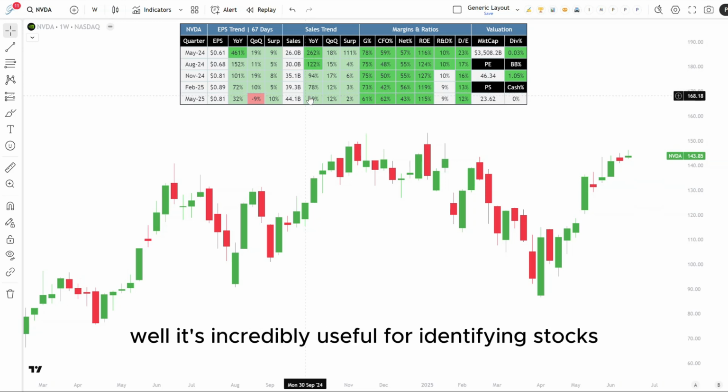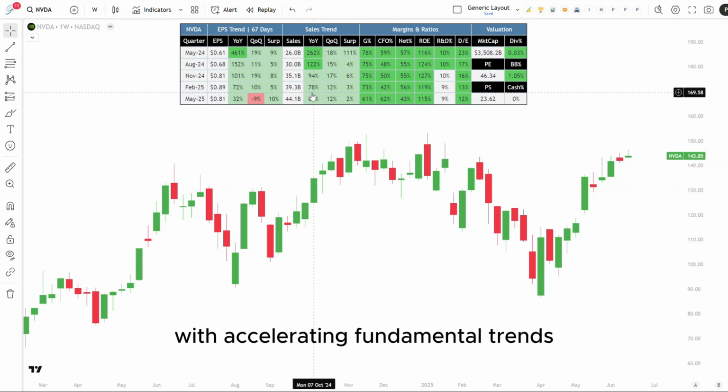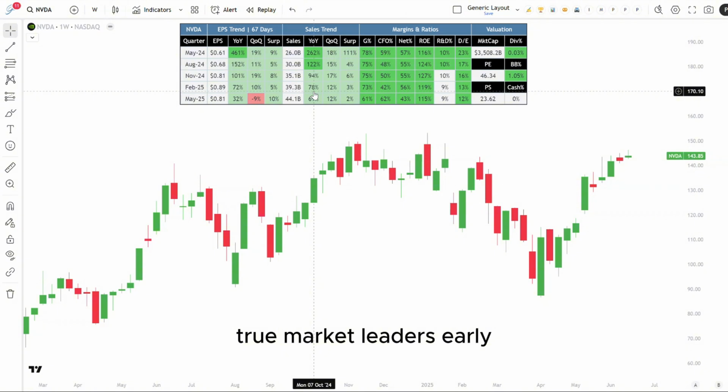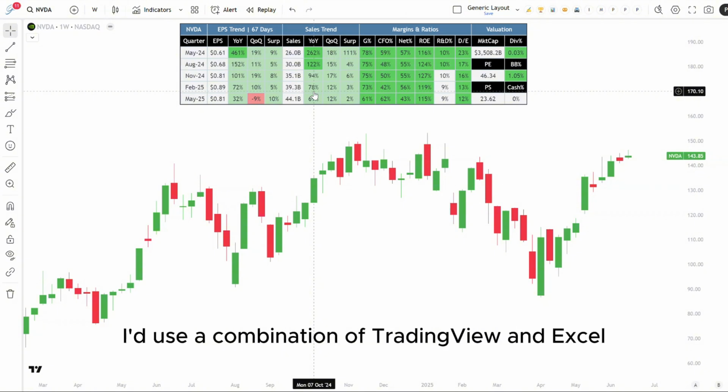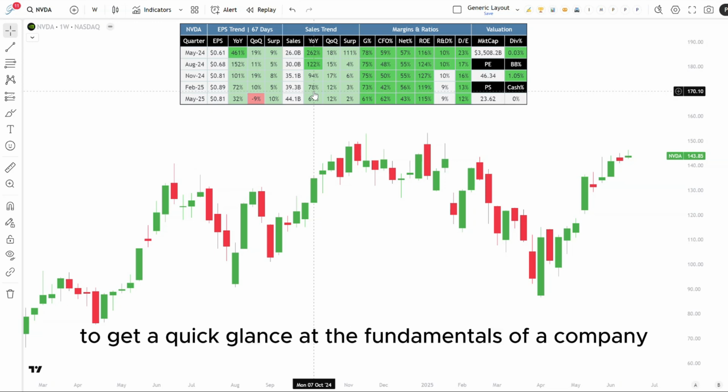Well, it's incredibly useful for identifying stocks with accelerating fundamental trends, which increases your chances of spotting true market leaders early. Prior to working with my partner John, I'd use a combination of TradingView and Excel workbooks to get a quick glance at the fundamentals of a company.